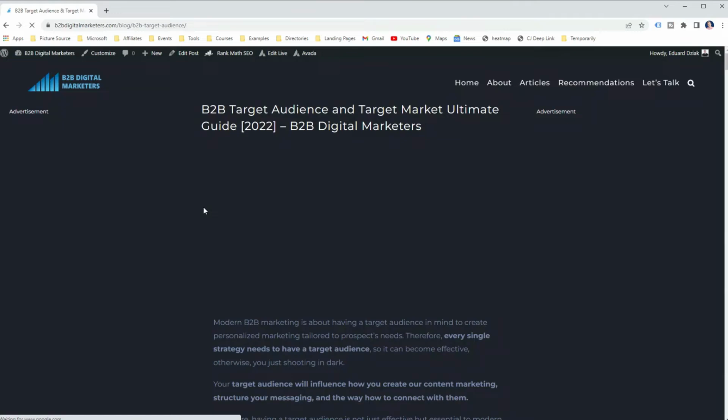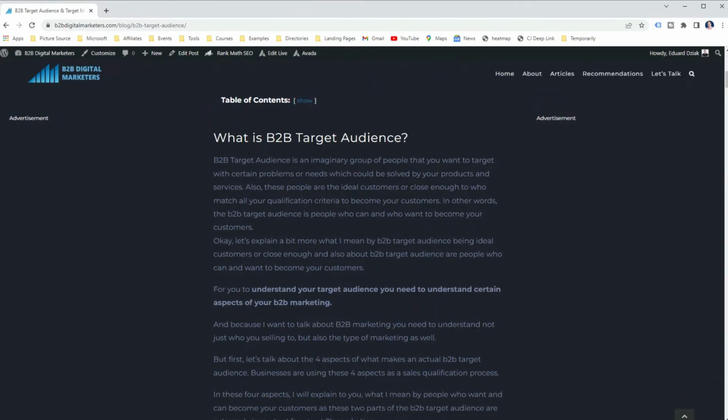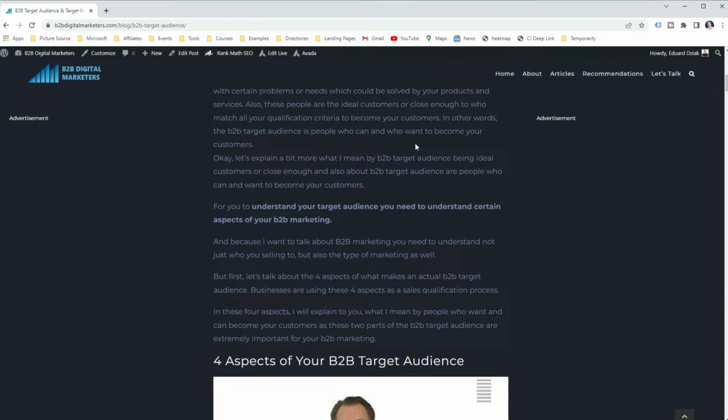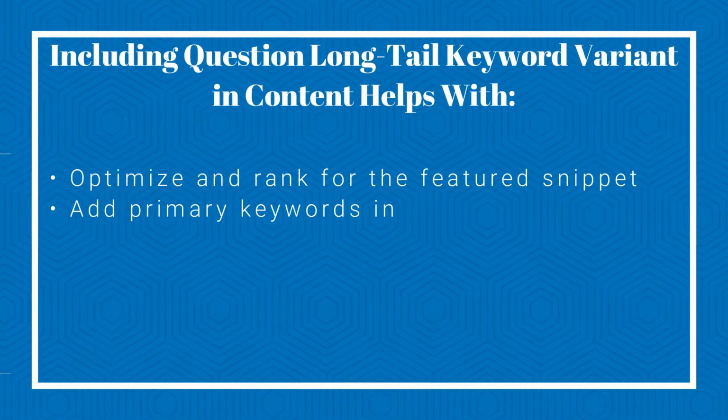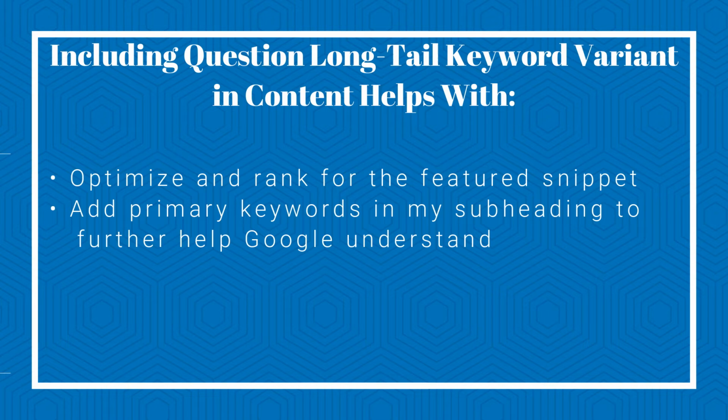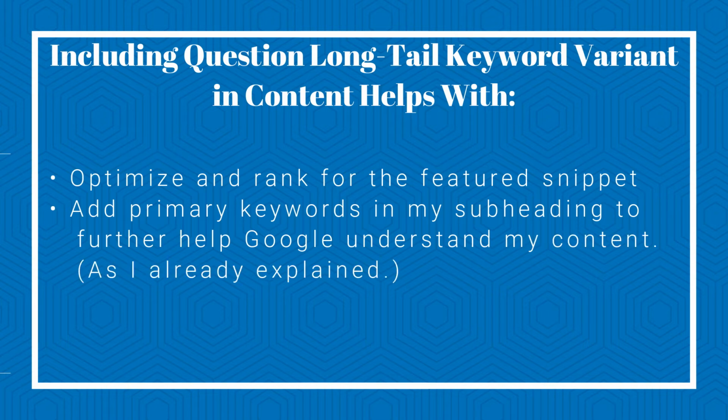And I did. As you can see in my content targeting the keyword B2B target audience, I have included the relevant question keyword variant within two subheadings to optimize and rank for the featured snippet, and add the primary keyword in my subheadings to further help Google understand my content, as I have already explained. So, like this, you can use headlines and subheadlines to optimize for a featured snippet, and for every keyword you target that has this served feature, you should optimize your content to rank for the featured snippet.